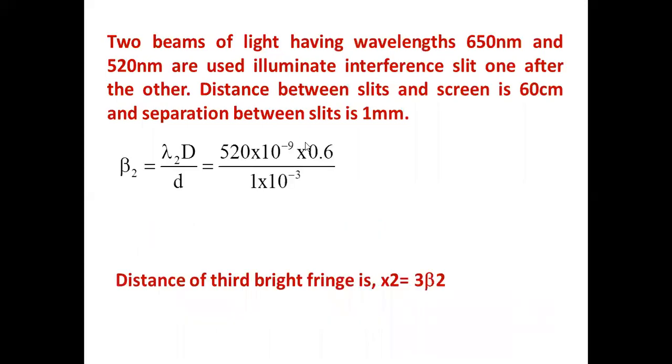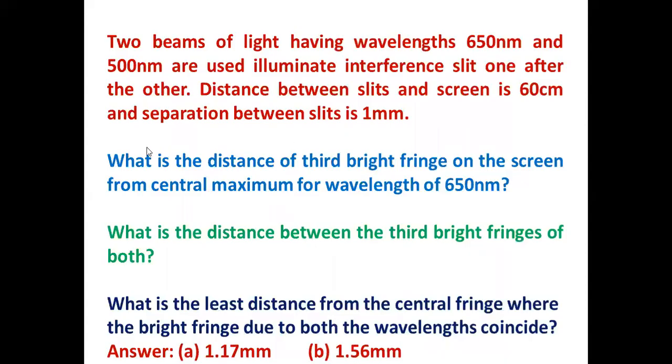What is the next part of the question? We have answered many questions now. What is the distance of the third bright fringe on the screen? That is over. What is the distance between the third bright fringes of both? That is also over. What is the least distance from the central bright fringe where the bright fringes due to both the wavelengths coincide? If you switch on 650 nanometer, and if you switch on 520 nanometer, both should produce a bright fringe at the same place.